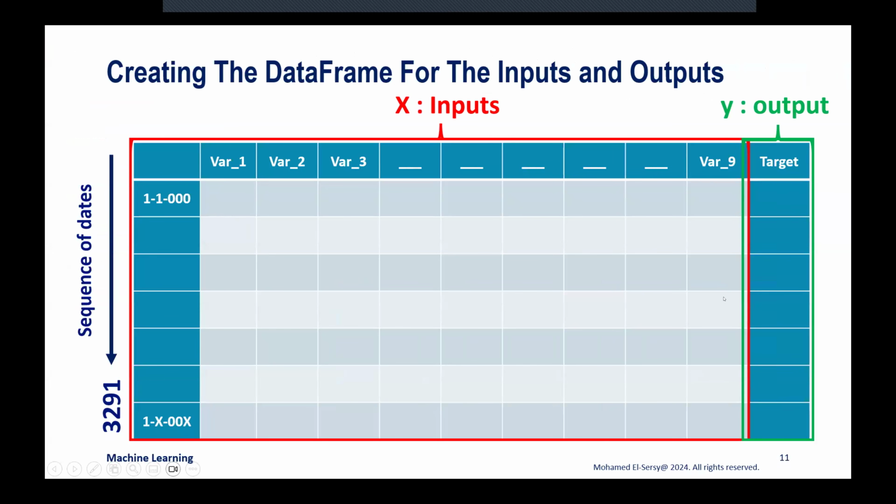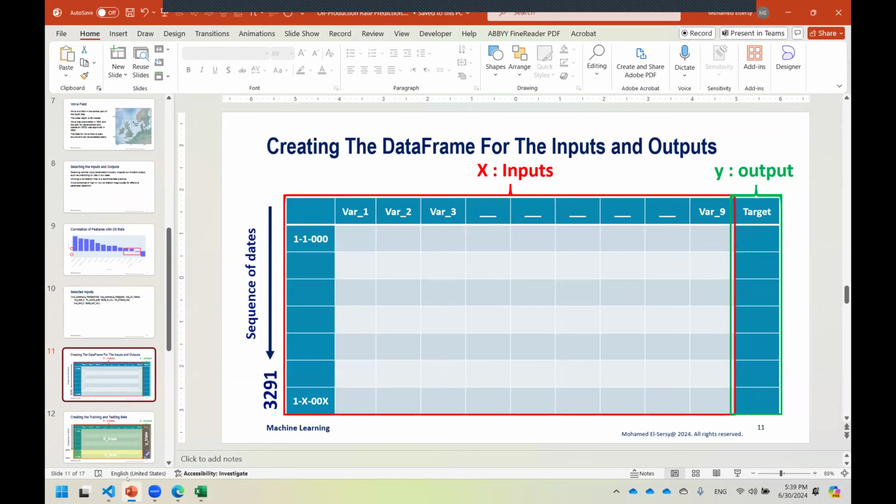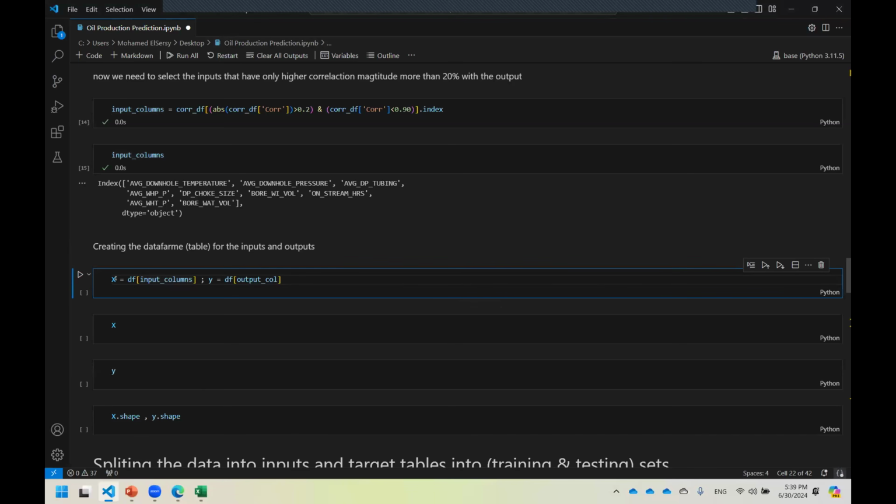We want to classify this as our X, or our inputs, and we will give it the letter X, and we will define our target, which is the oil rate, as Y, or it represents the output that we have. We can do this simply by applying this code. We want the data frame that we have introduced earlier to be X as input columns and Y as output columns. So this will be the inputs and this will be the outputs.